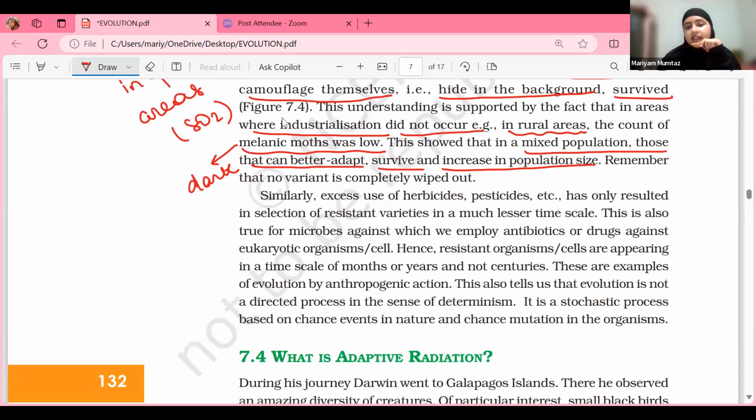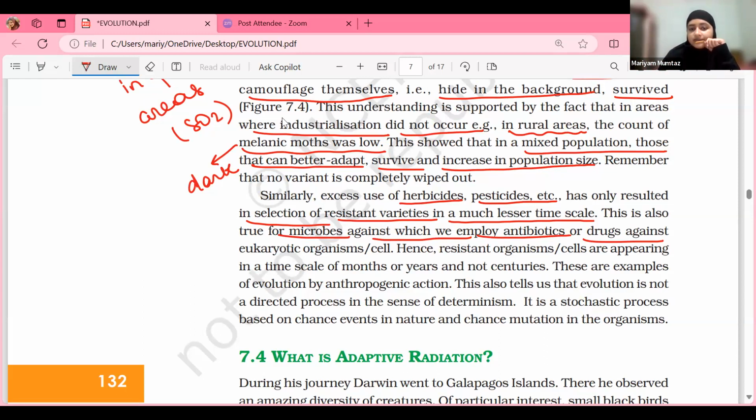Now, similarly, excess use of herbicides, pesticides, etc., has only resulted in the selection of resistant varieties in a much lesser time scale, right? The plants that have had pesticides sprayed on them will not be attacked by the pests, so they would survive better as compared to the plants that are naturally grown, isn't it? The same thing is true for microbes also, against which we employ antibiotics or drugs. Here, the resistant organisms would have no effect and they would keep on going, such as the viruses. There is nothing to kill the virus, right? So the virus will keep on replicating, renewing themselves.